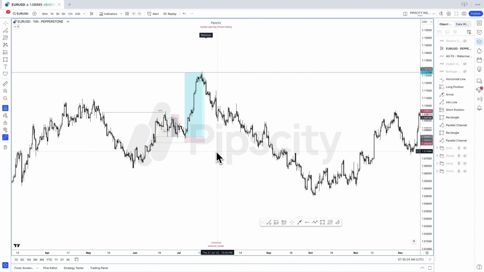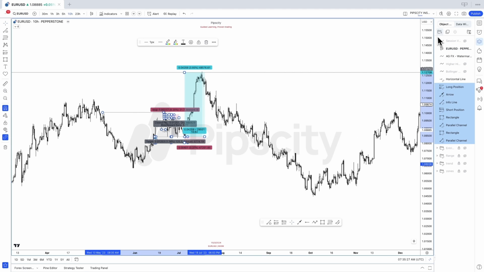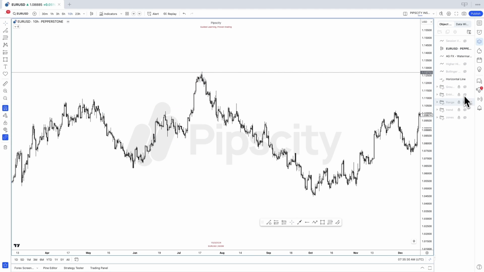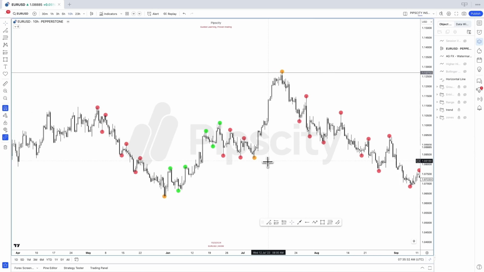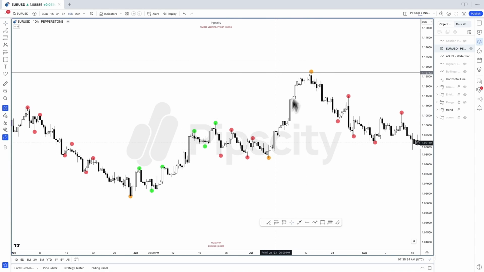Okay, so let me just clear this. I'll just save it for now. We'll look at it again. So coming back to the range, what we see, market did that, printed a new movement to the upside.